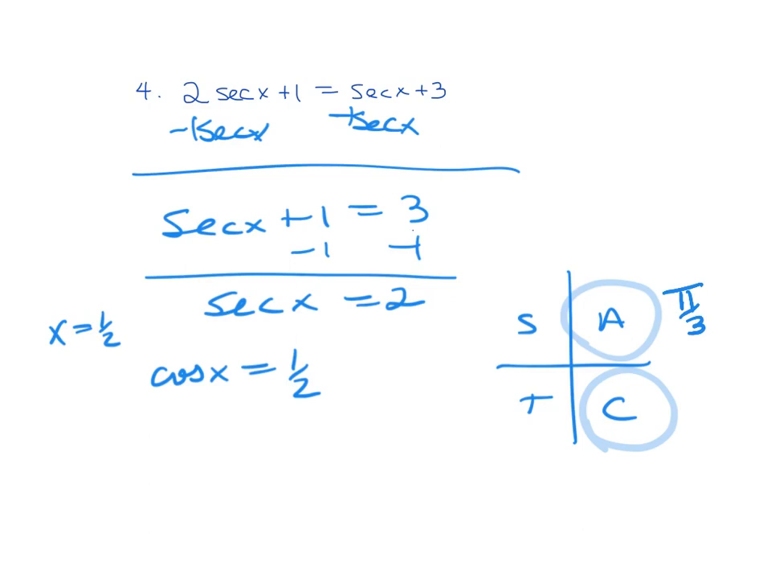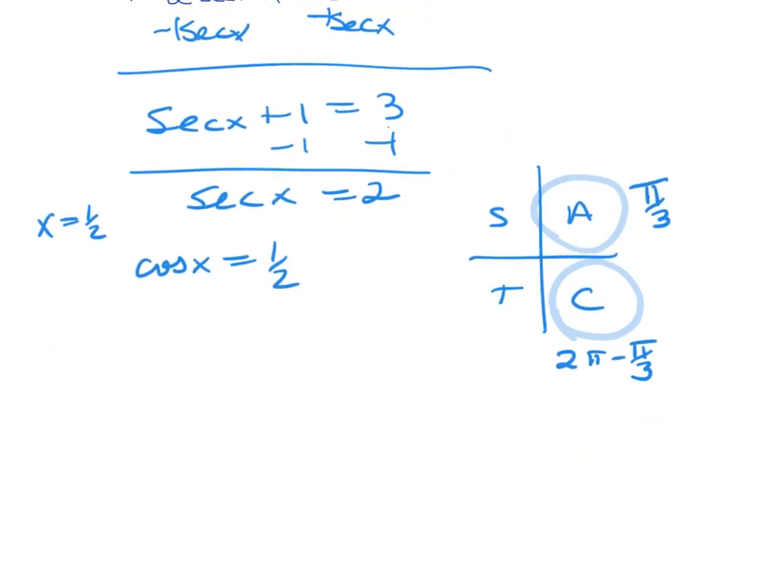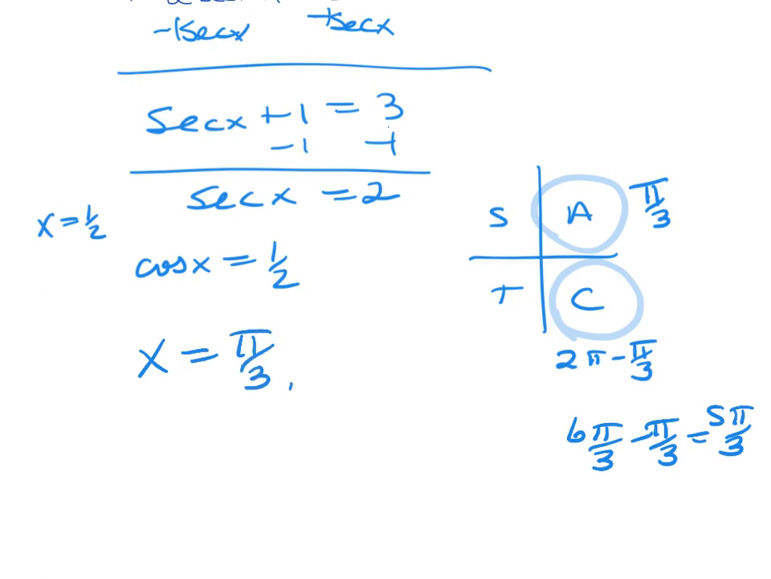And then to find this one, you could either look for the same denominator on your unit circle, or you could do 2 pi minus pi over 3. Find a common denominator. 6 pi over 3 minus pi over 3 gives me 5 pi over 3. So x equals pi over 3 and 5 pi over 3.